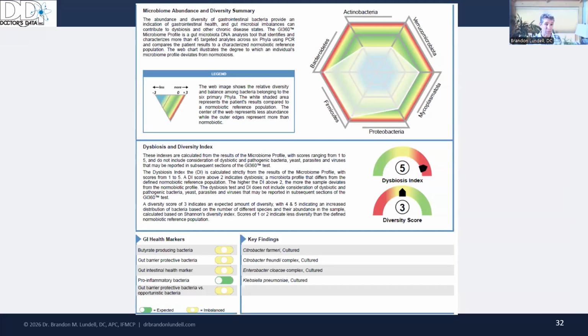This is a big source of confusion, so let me try to clear this up. This hexagon-looking thing is your 6 major phyla, okay? The patient is supposed to look like this spider web, the white shaded area is supposed to look like this hexagon. So you can see that this sample patient has a lot of Firmicutes, an overgrowth of Firmicutes, but an undergrowth in some of these other areas.